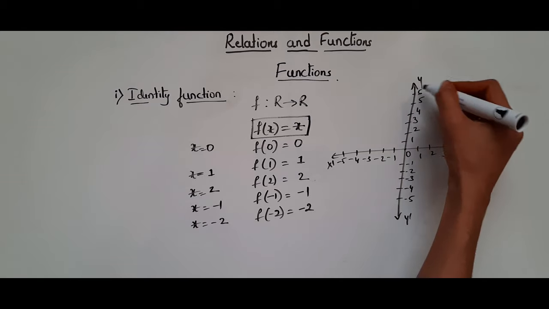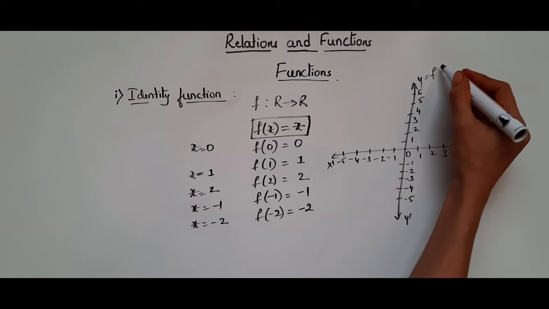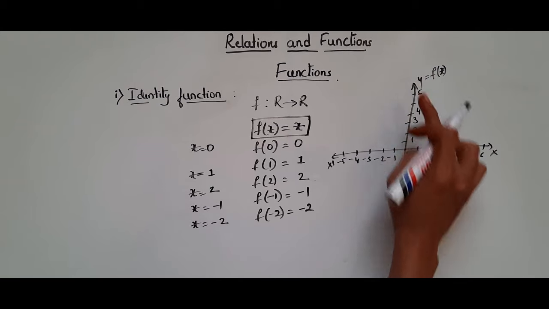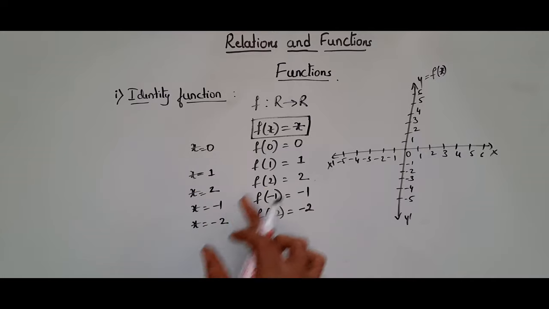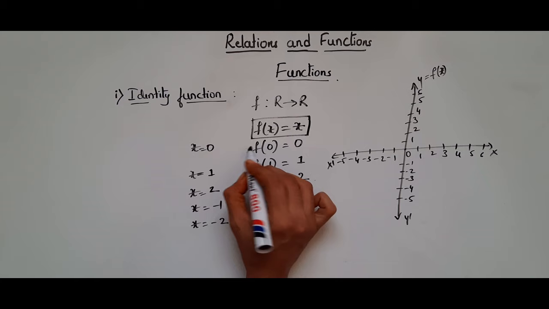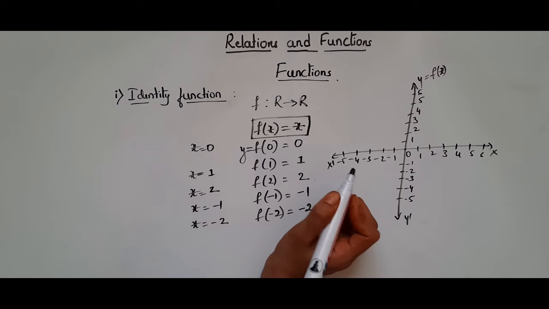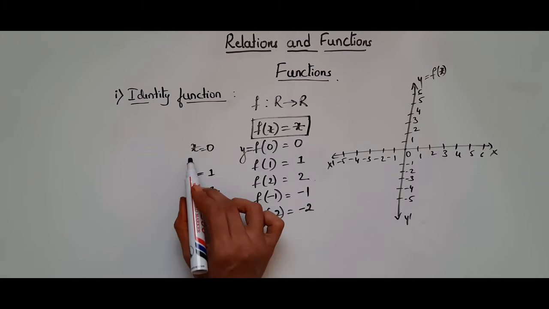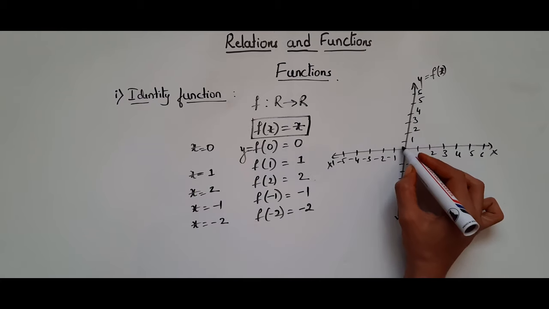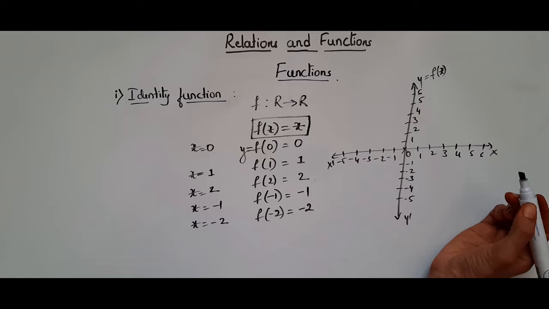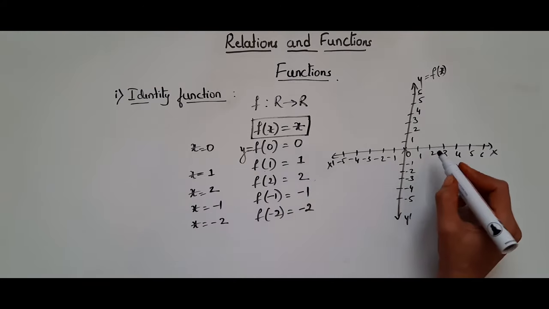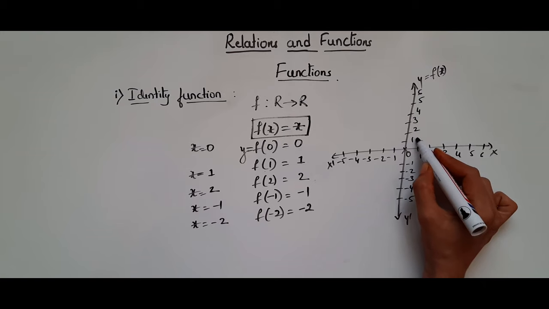Here what is y? y is nothing but f of x. We are taking the value of f of x as y. Now let's see, for different values of x, what is y. Right? So when x is 0, what is y? y is 0. So that means this point. When x is 1, what is y? y is 1. So when x is 1, y is 1. That means this point.